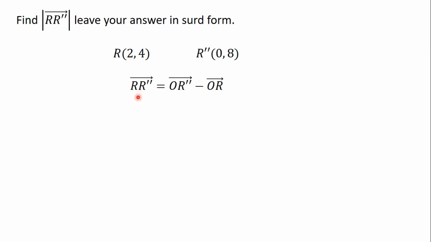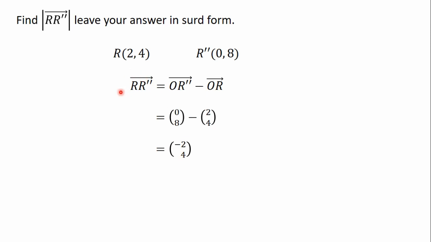So the vector R R double prime will be equal to (0, 8), which are the components of the vector OR double prime, which is the same as the coordinates of the point R double prime, minus (2, 4), which are the components of the vector OR, which is the same as the coordinates of the point R. 0 minus 2 will give us minus 2. 8 minus 4 will give us 4. So the vector R R double prime has the components (-2, 4).